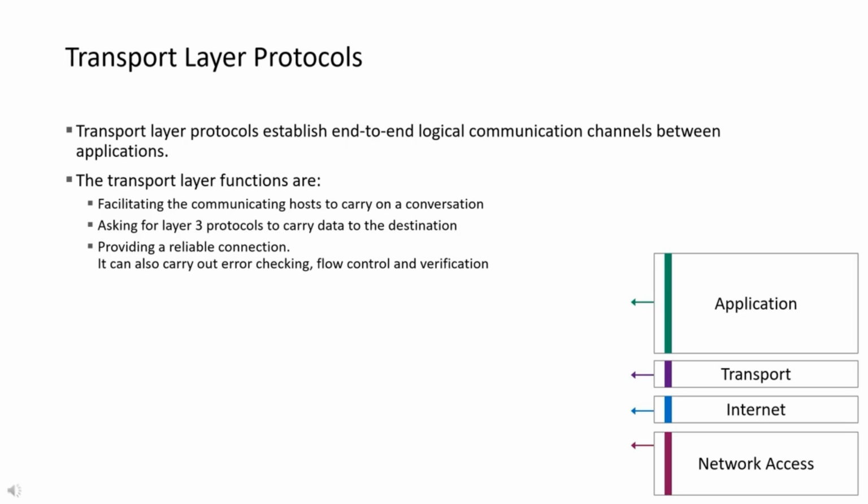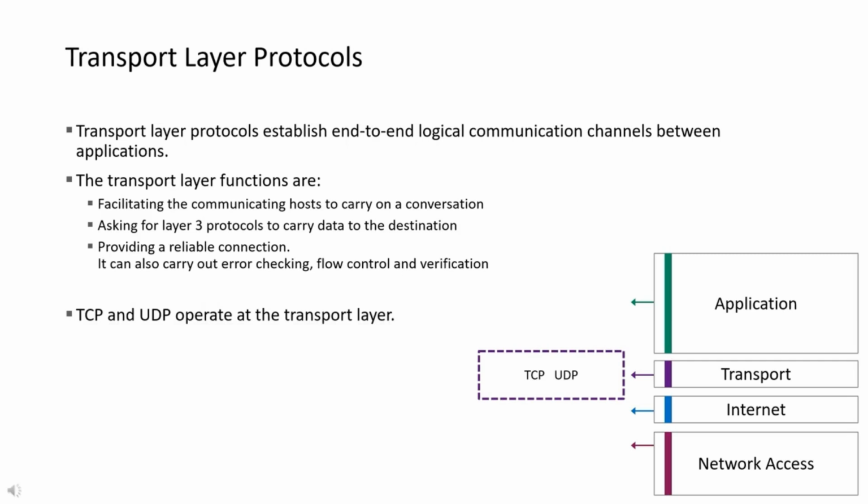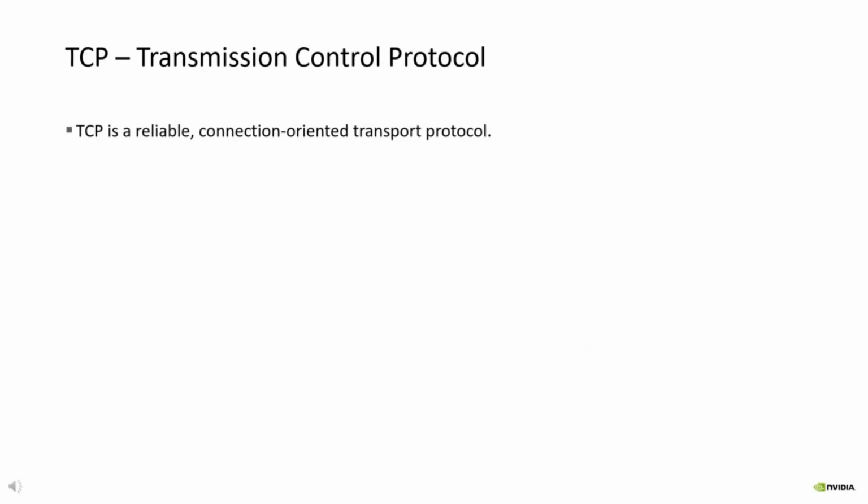The two most commonly used protocols are TCP and UDP. We will see further details, including the differences between the two, in the following slides. TCP is a reliable connection-oriented transport protocol. Connection-oriented means that a connection is established between the peer entities prior to transmission.